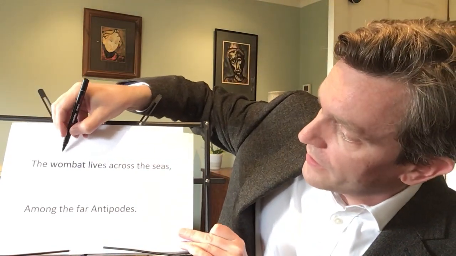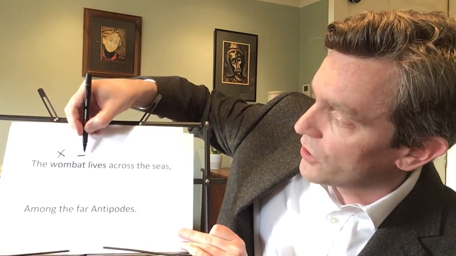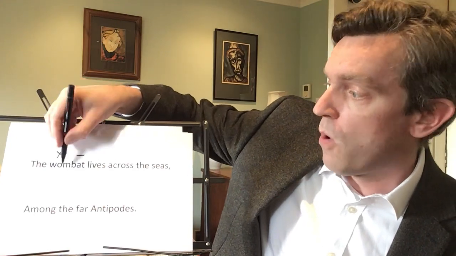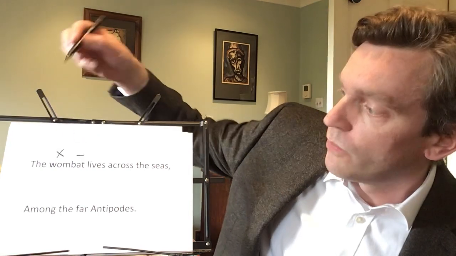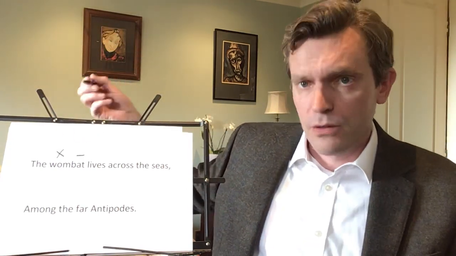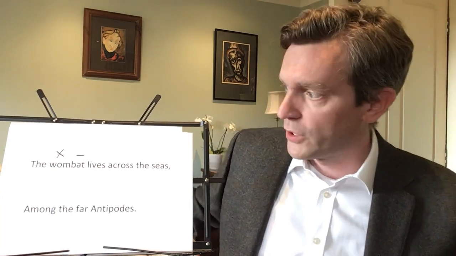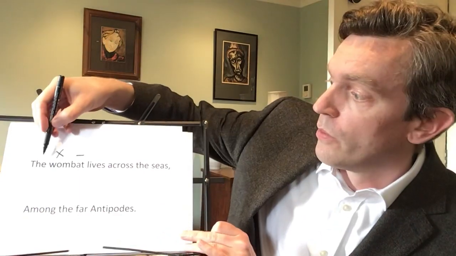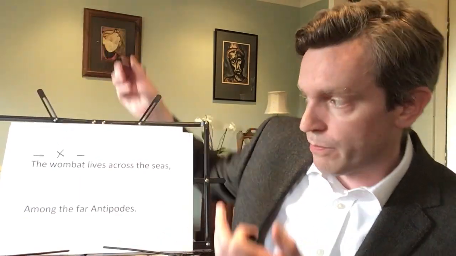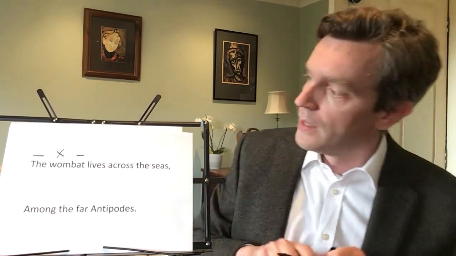And the way we notate that is to put a little X above the wom and a dash above the bat to show that the wom is stressed and the bat is unstressed. Also, we tend not to stress little unimportant words like articles and prepositions and conjunctions, especially when they come right next to an important word like a noun. So the wombat, we wouldn't put stress on the, and that stress falls on the wom, so it's the wombat.